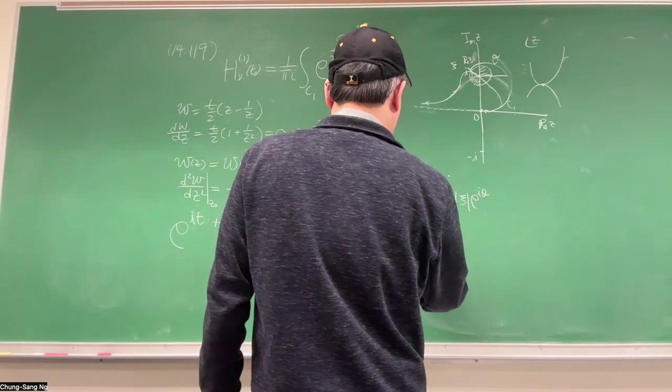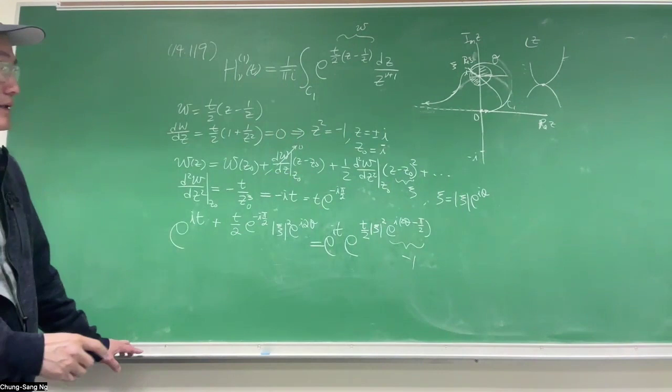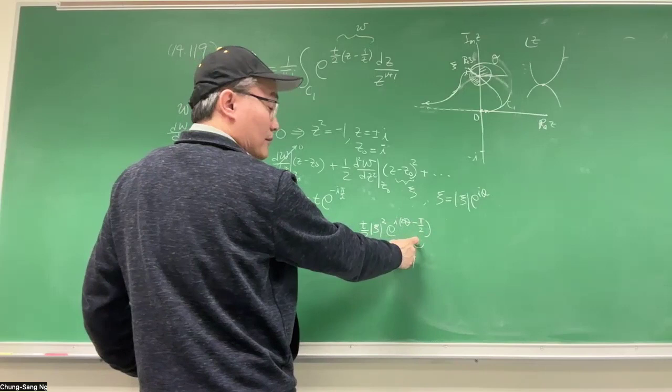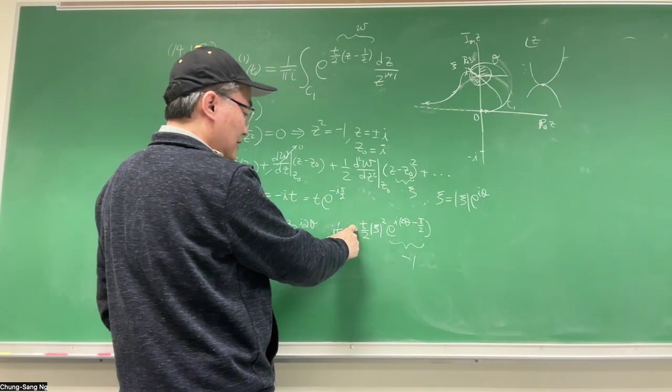And the idea is to make this as negative one, right? To choose a theta such that this exponential function is minus one, so that this becomes a Gaussian that falls off at both sides of the z, because that's minus t over 2 z squared.